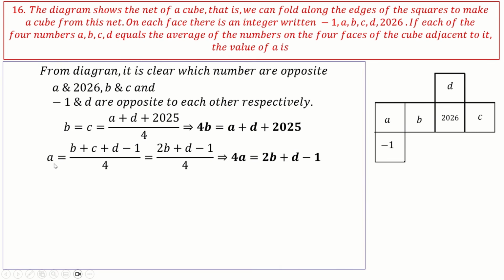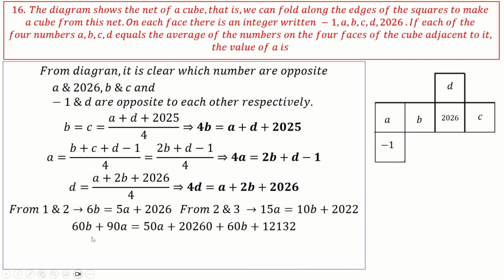Okay. Now A is equal to, it is not given that 2026 is also an average. They did not give that. So I am taking only A equal to the other 4, which is B plus C plus D minus 1 divided by 4. So which is 2B plus D minus 1 divided by 4, because B is same as C. From this I get another equation, 4A equal to 2B plus D minus 1. Now my D is equal to this value. So from this I get a third equation, which is 4D equal to A plus 2B plus 2026. Now I have three variables, three equations. I can solve them.